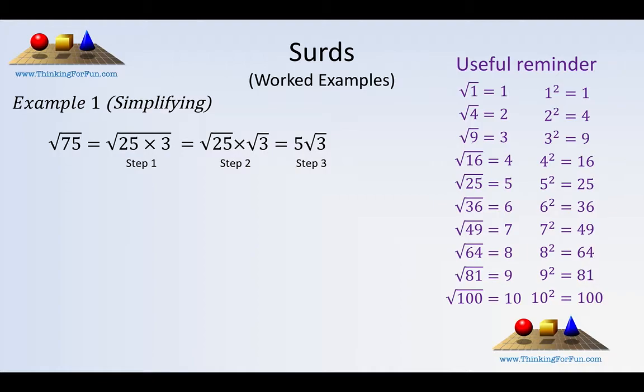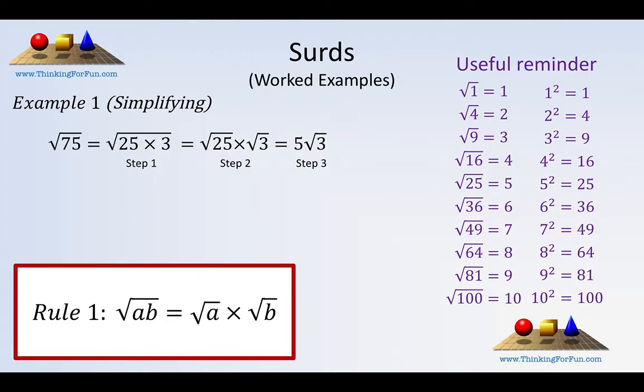Example 1 involves simplifying the square root of 75. Like this, firstly find the greatest square factor and then split the number into the factors. In this example, the greatest square factor is 25, so it can be rewritten as 25 times 3 as shown in step 1. Next, use rule 1 to break the surd into two distinct roots. So here we will end up with the square root of 25 multiplied by the square root of 3. Finally, simplify the roots as far as possible, giving us 5 multiplied by the square root of 3, which we can rewrite as 5 root 3.